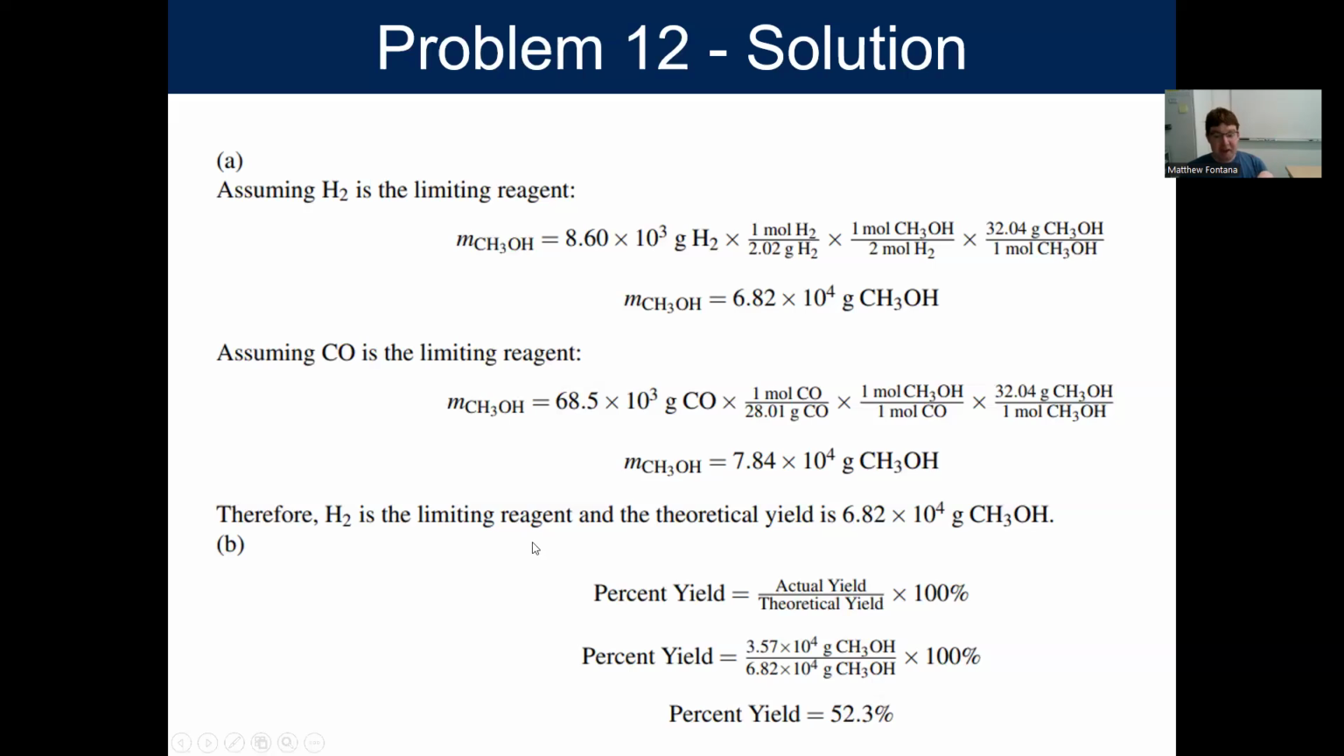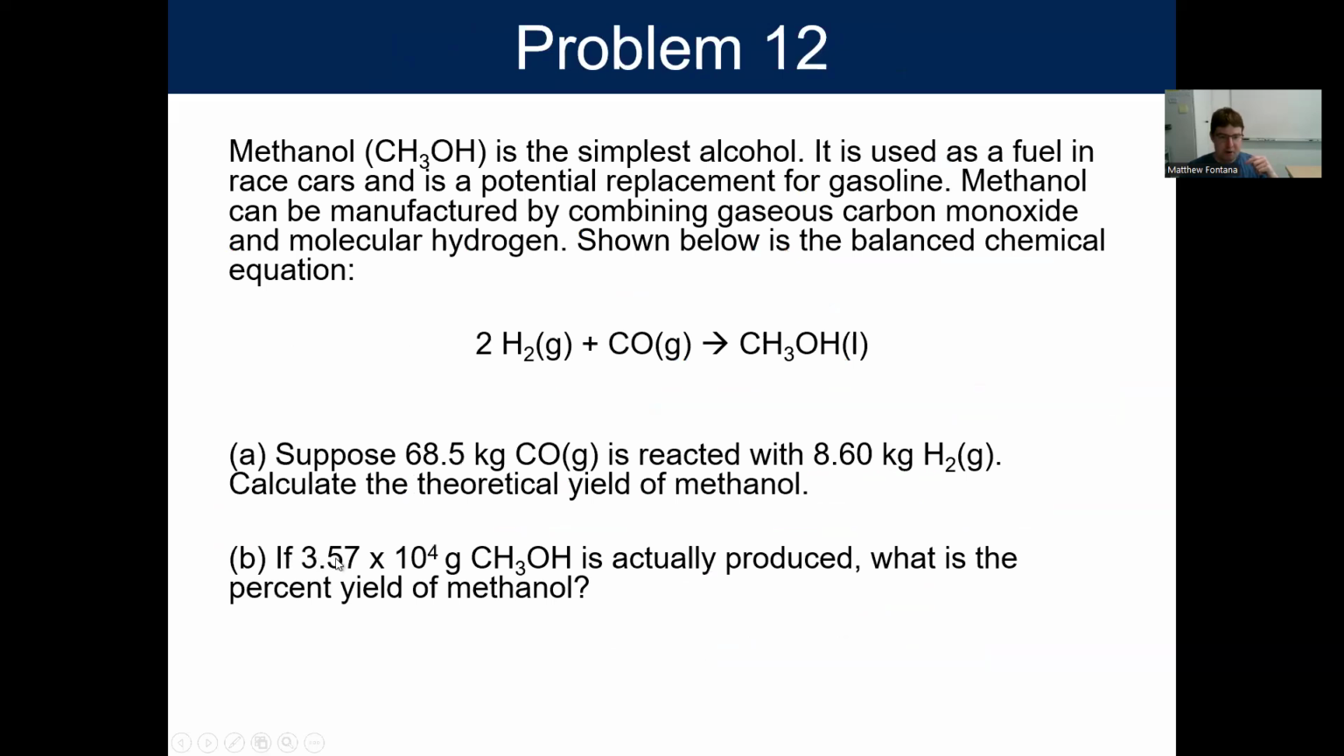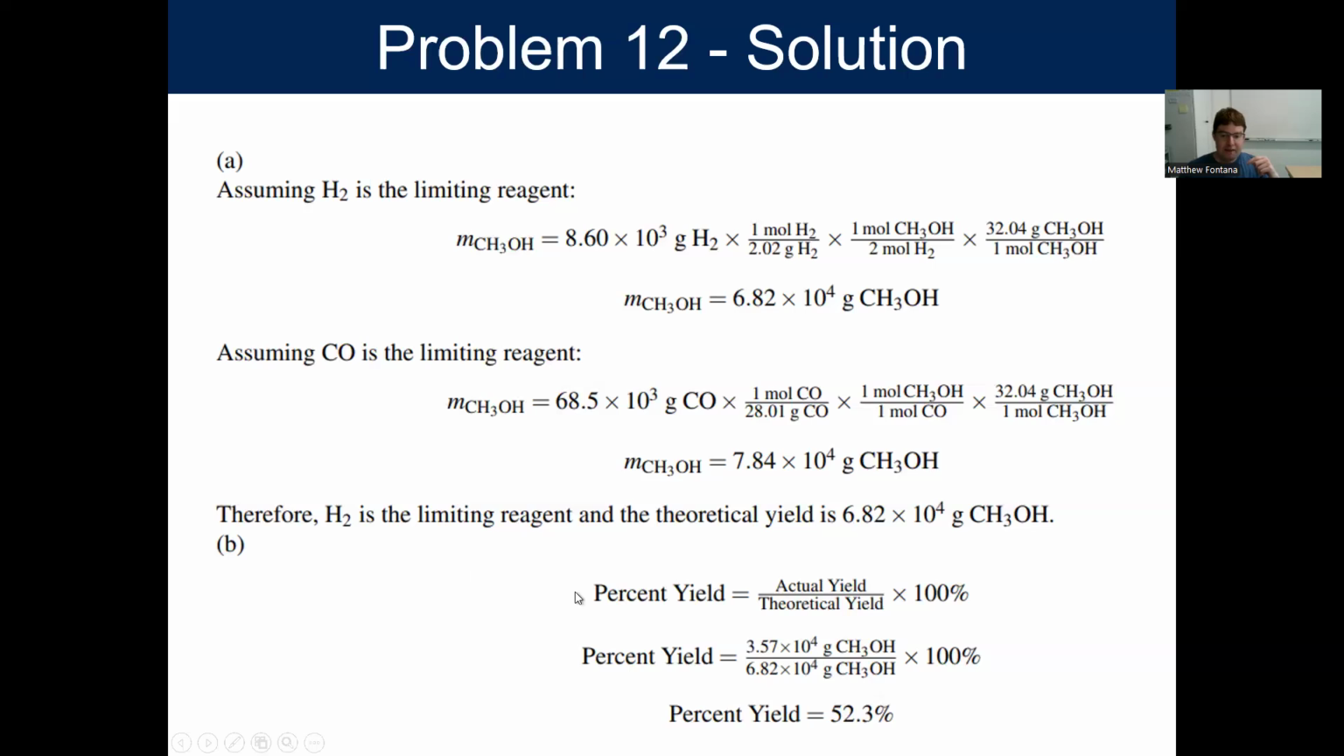So the equation to calculate the percent yield is: percent yield is equal to your actual yield divided by your theoretical yield times 100. And just remember when you multiply by 100, that turns your number into a percentage. The actual yield is from the question, which is the 3.57 times 10 to the 4 grams of methanol. So that's going to go in the numerator over here.